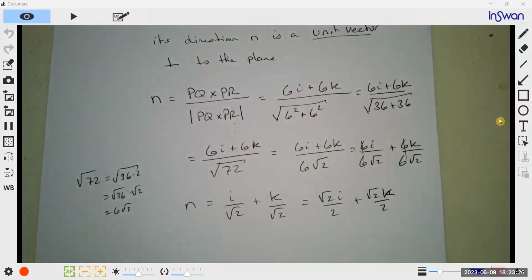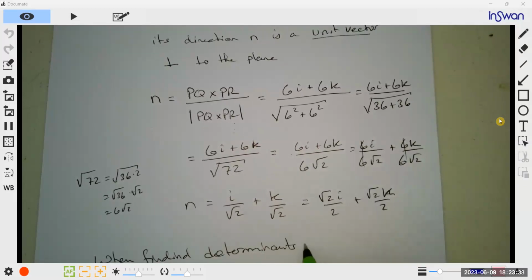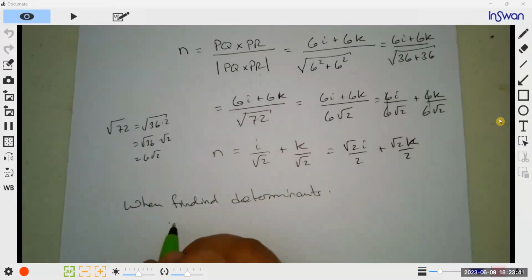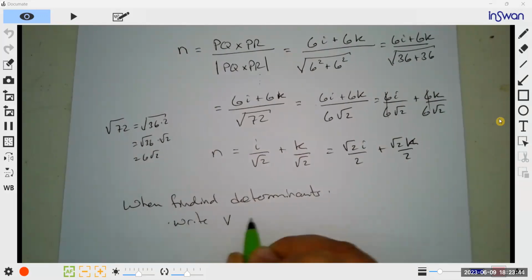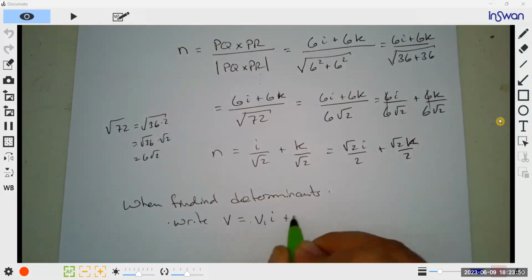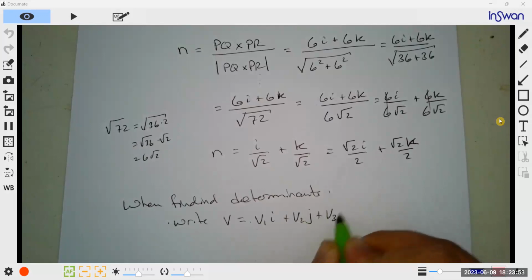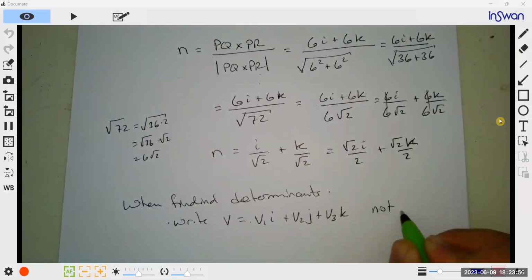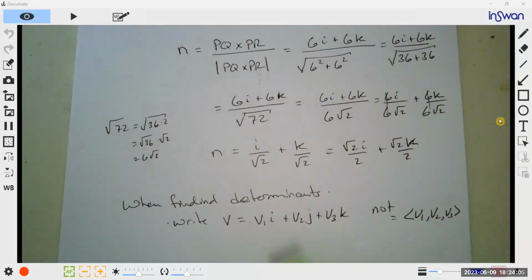Be very, very careful also. Whenever we're finding determinants, write v in the component form, v1 i, v2 j, v3 k, not as v1, v2, v3, because for the matrix you need to have the columns of i, j, k.